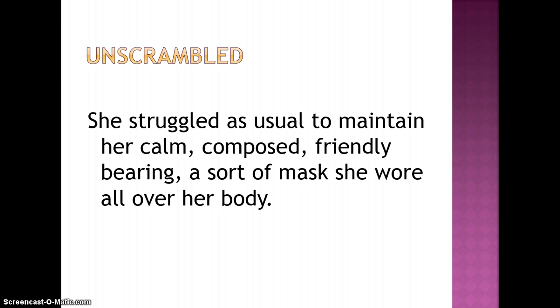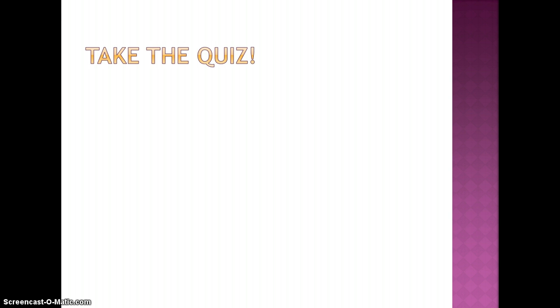Unscrambled, we would get this. She struggled as usual to maintain her calm, composed, friendly bearing, a sort of mask she wore all over her body. What is the mask? It's the bearing. It's her facial expression, which is what a bearing is. So you can see that bearing and the sort of mask are right next to each other because that's the appositive. So now, I hope that you're ready.